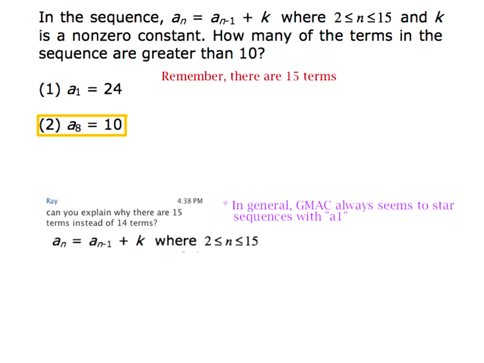notice that this definition has to work for all of the numbers in this range. So the bottom number in this range is 2, but think about what happens if it's 2. If n is 2, then this says A2 is A1 plus constant. So I guess we need to have an A1 because it exists.